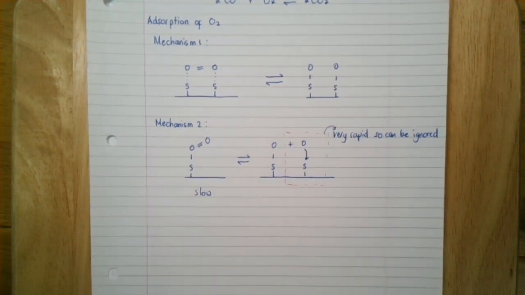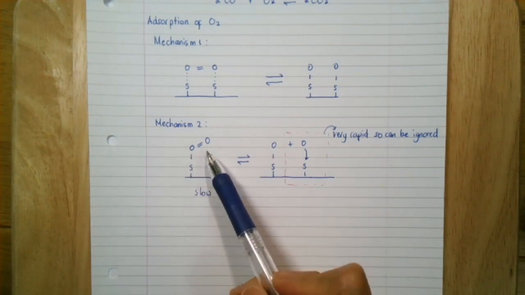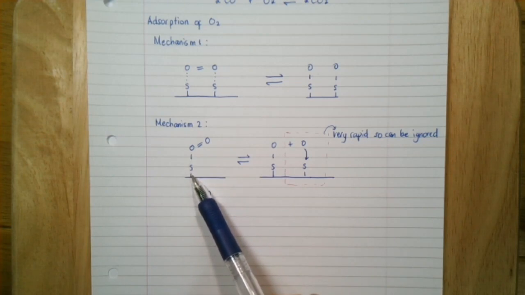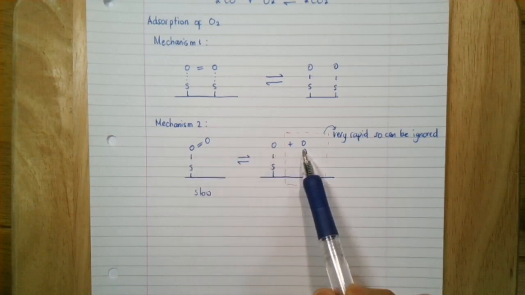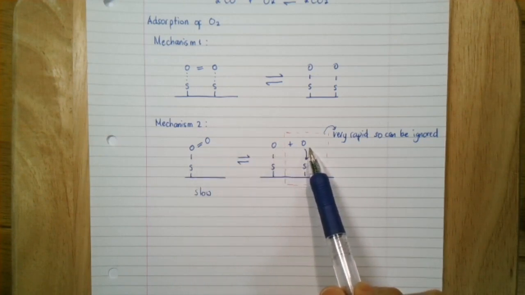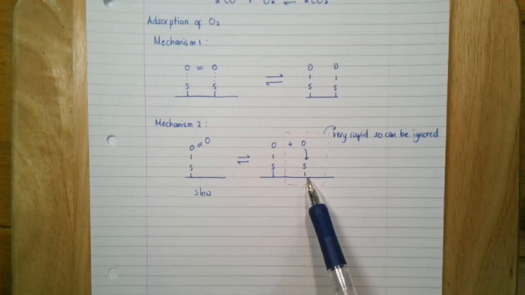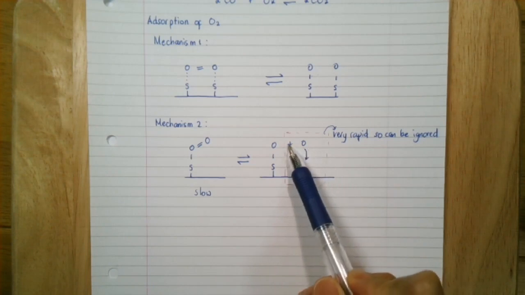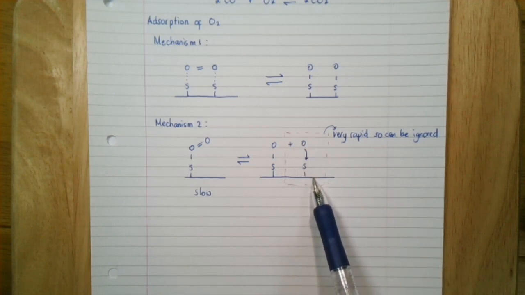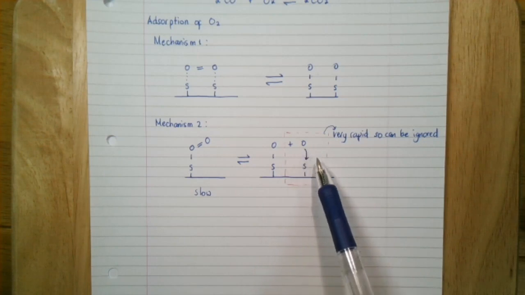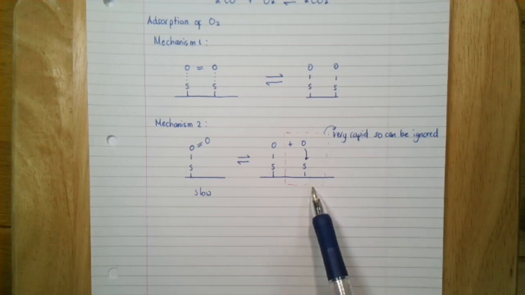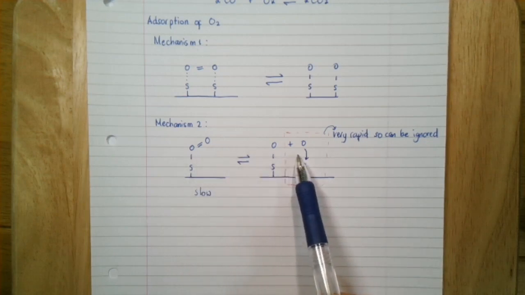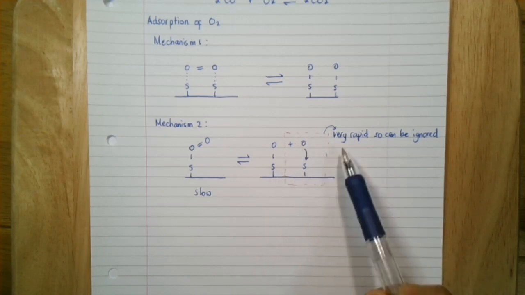In another mechanism, mechanism 2, the O2 binds slowly to a single site, and then the O2 dissociates, and the free O radical quickly finds another site S to adsorb onto. The latter step, where the O radical attaches to another S, is very fast compared to the dissociation of O2. So we can ignore this step.